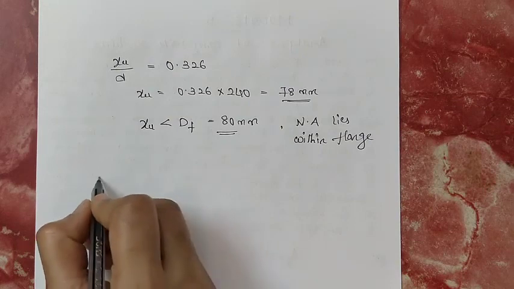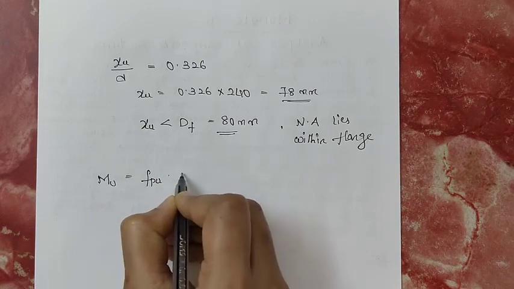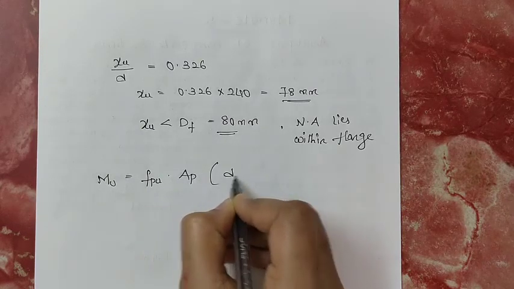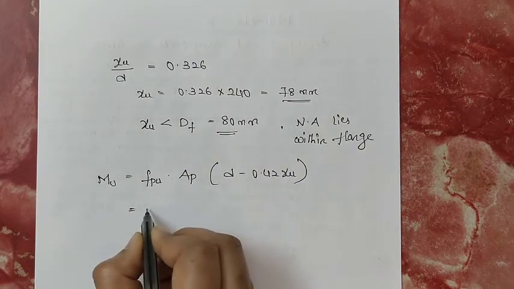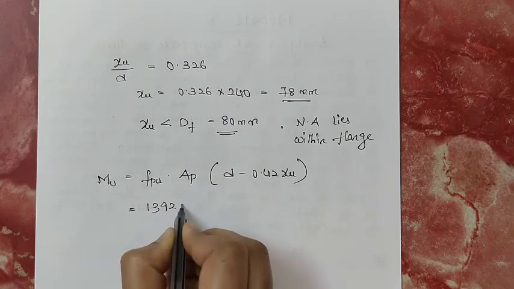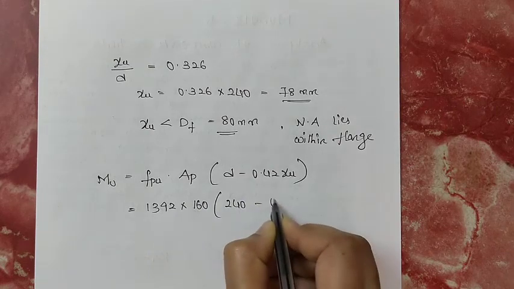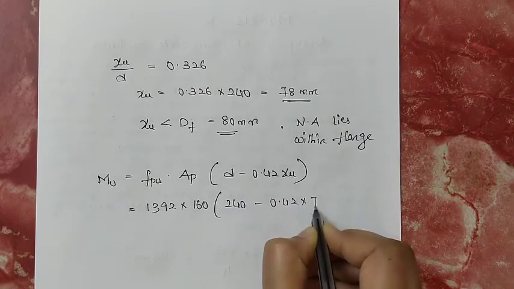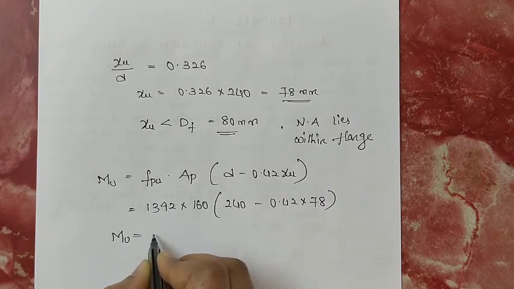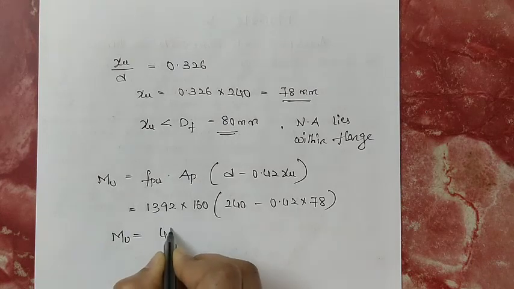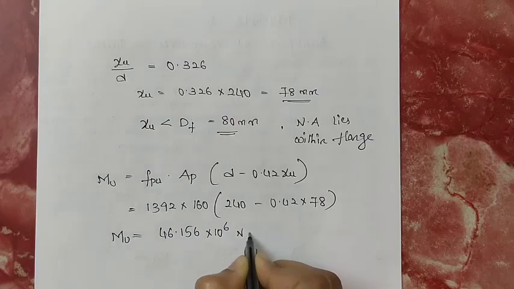Then calculate MU. It is given by MU equal to FPU into AP into D minus 0.42 XU. Substitute the values. FPU is 1392 into AP value 160, into depth value 240 minus 0.42 into XU value 78. Then you will get the ultimate flexural strength of the composite section as 46.156 into 10 to the power of 6 Newton mm.